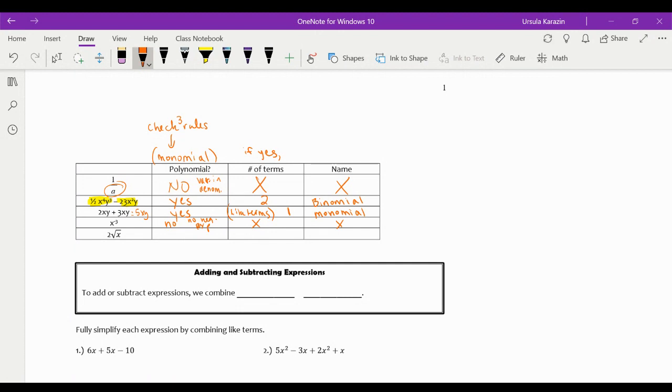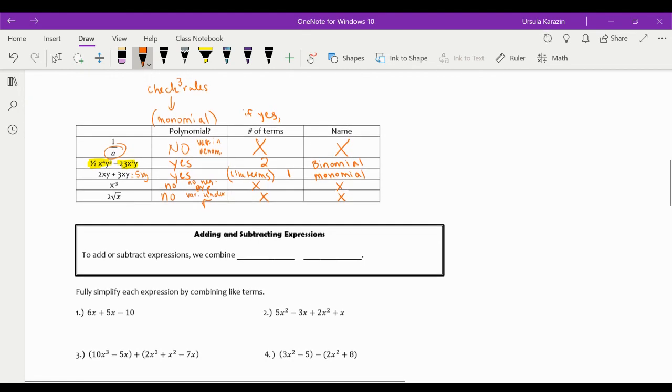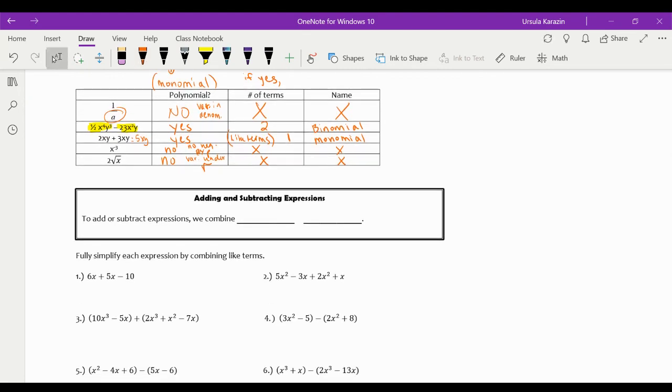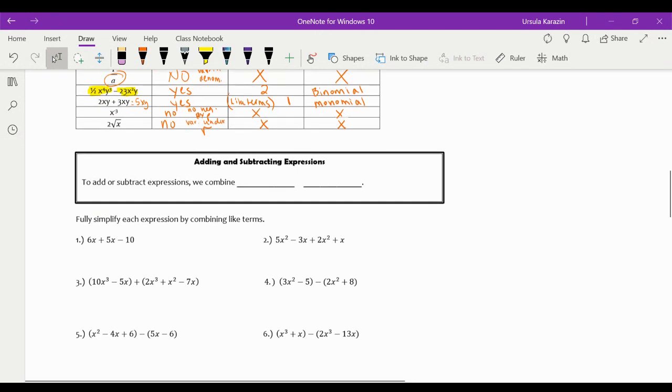And 2, and then a square root of x. That's also a no, okay? Because you got the variable under square root. So I put a no there, so I put x's there. So that's the vocabulary. Let's talk a little bit about the adding or subtracting expressions.